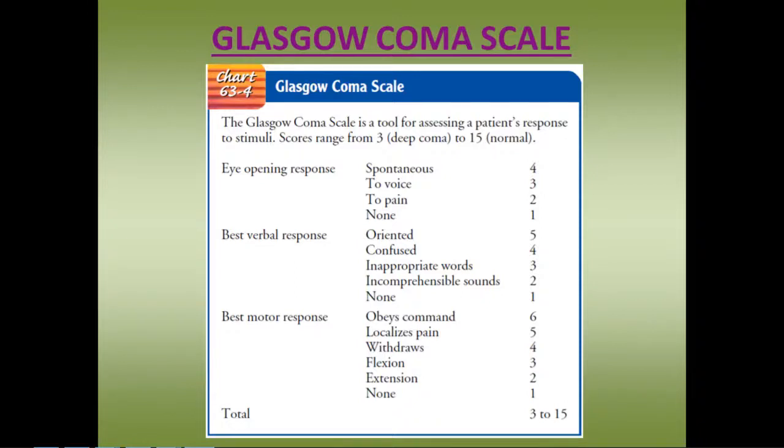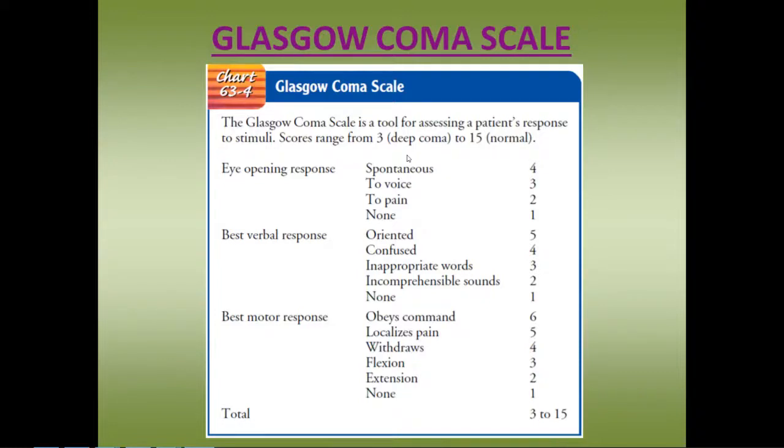Ayan, flexion naman. Abnormal flexion response to pain would give you 3 points. Abnormal flexion to a painful stimulus typically involves adduction of the arm, internal rotation of the shoulder, pronation of the forearm, and wrist flexion, known as your decorticate posturing. So I'll be showing you the difference between your decorticate and your decerebrate. So for your abnormal flexion, you call that decorticate posturing. That would give you a score of 3.